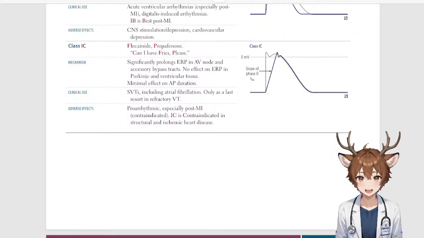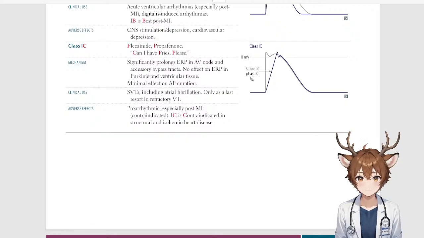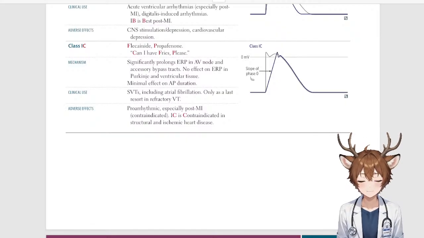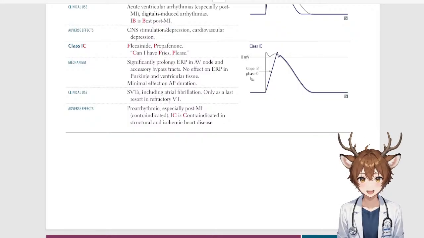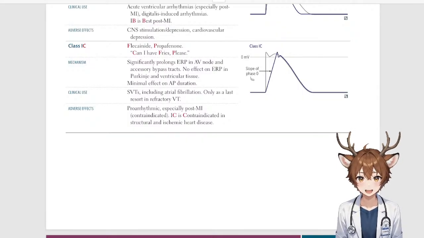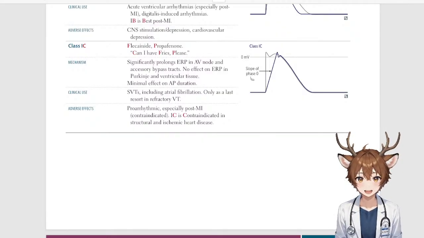Okay, clinical use of class 1C sodium channel blockers: SVTs, including atrial fibrillation, and only as a last resort in refractory VT. I assume that's ventricular tachycardia. Now, this should make sense to you because class 1C is super focused on supraventricular issues, things that are above the ventricles, the upper part of the heart. And so unsurprisingly, they're good for supraventricular tachycardias.